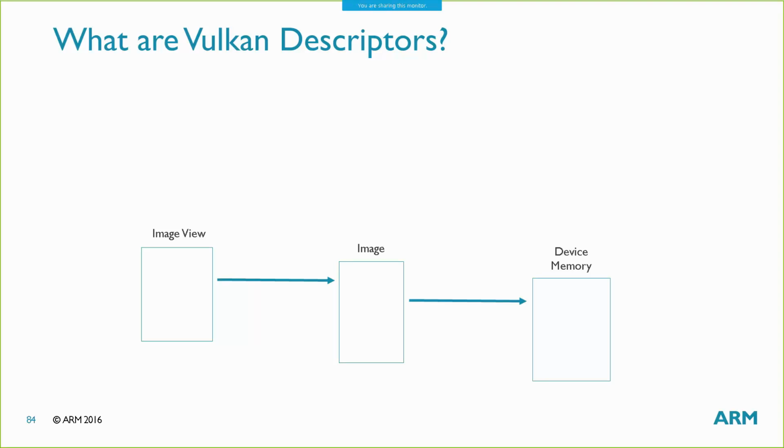Really, you decide some section of the image that you're interested in, and you create a little window into that. And there are some additional things that you can tweak over and above the base image, so you can actually change the format a little bit when you create the view out of the image.